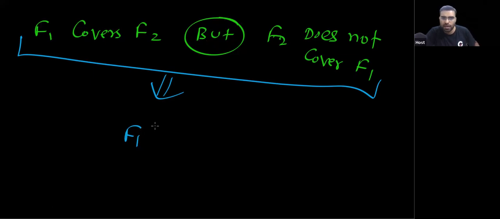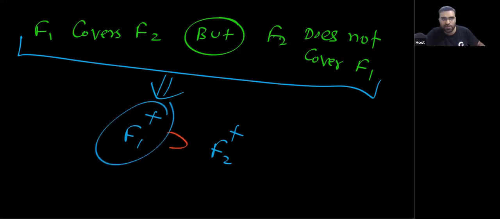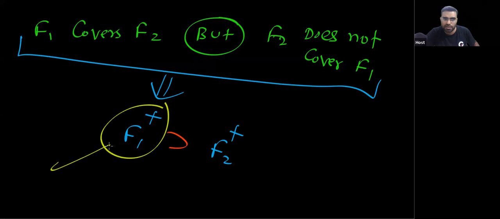Yes or no? I can say F1, F2 are not equivalent. Of course, they are not equivalent. But tell me, which closure is superset, which closure is subset? Which of them is superset? Yes, this is proper superset. Basically, here you have more derived FDs, more FDs.